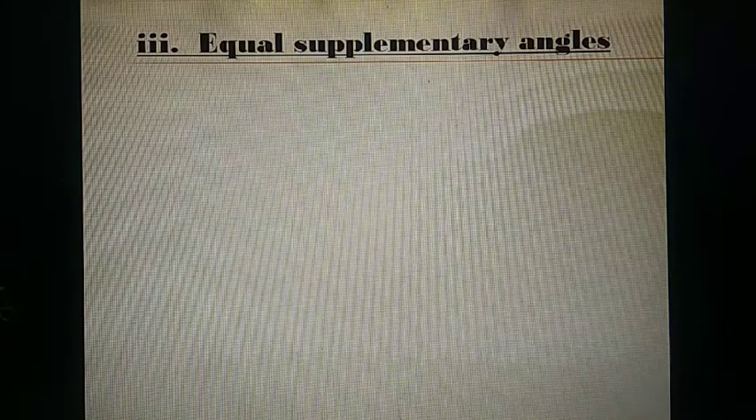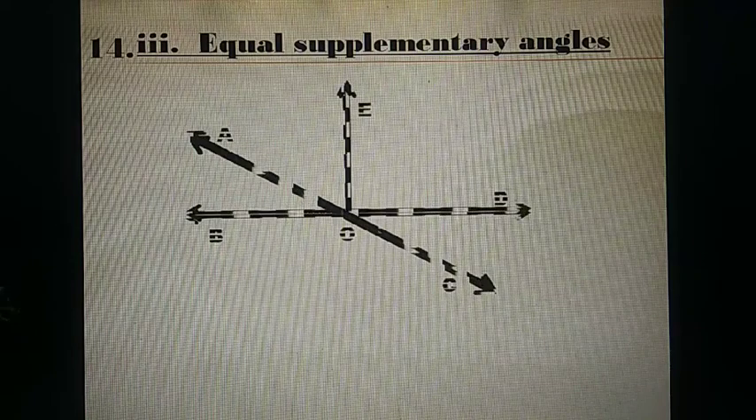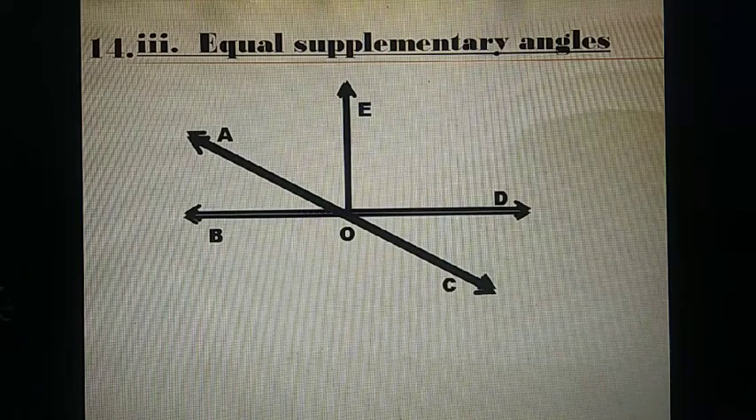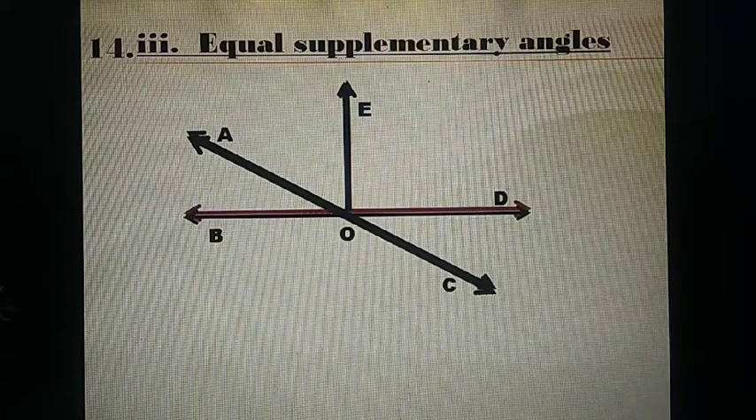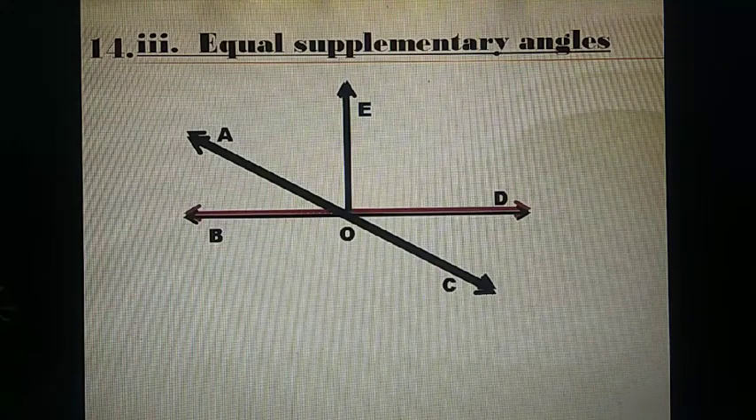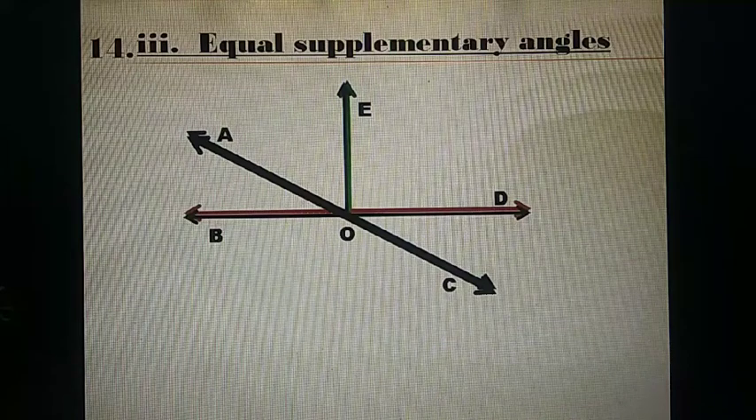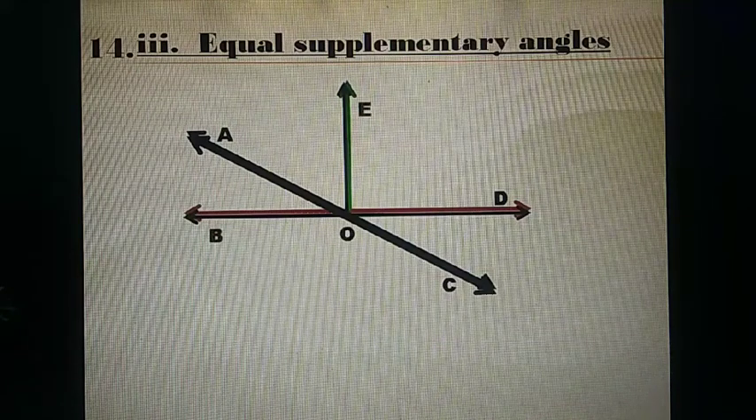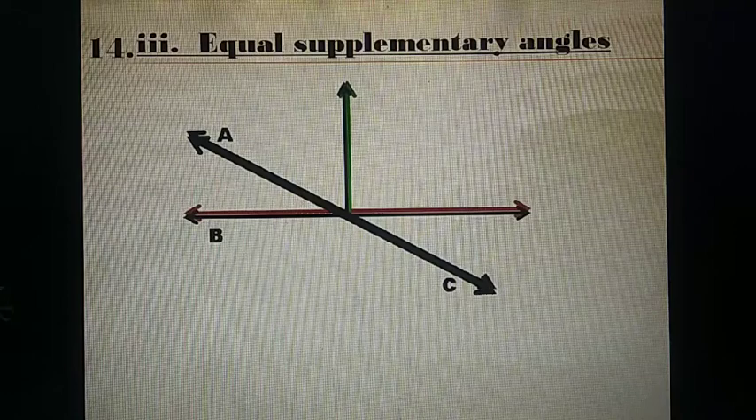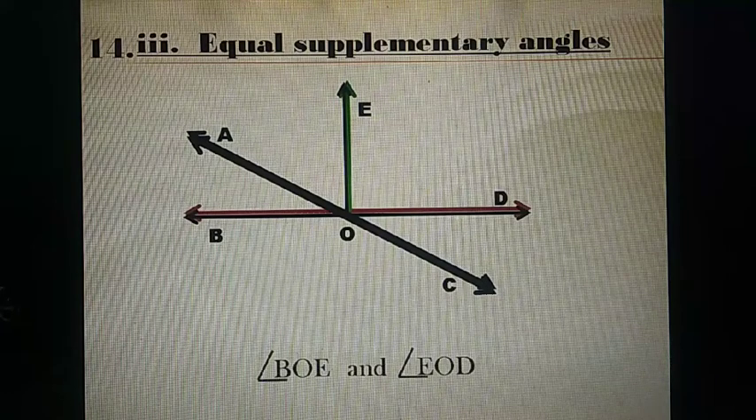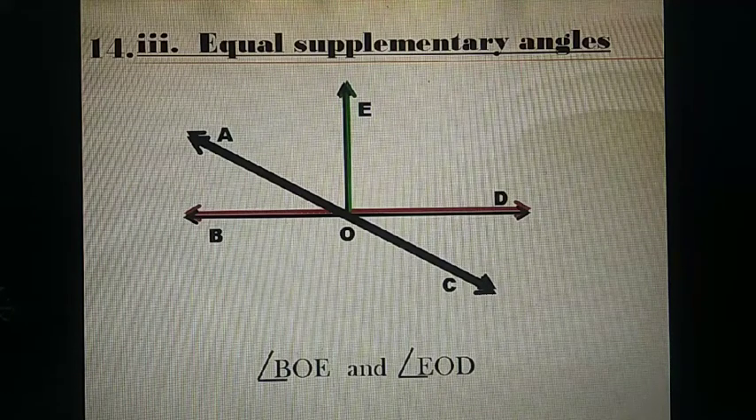Equal supplementary angles, yes, means 180 degrees. But the two angles which we are using to form this should be equal. So here using this ray OE, you can see angle BOE is equal to angle AOD. So the answer is angle BOE and angle EOD.